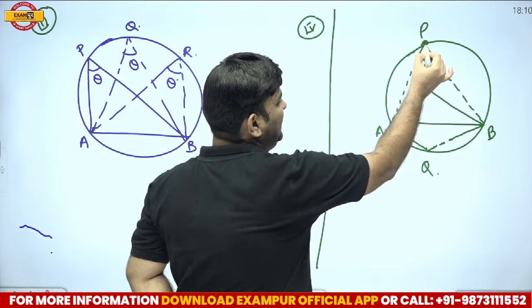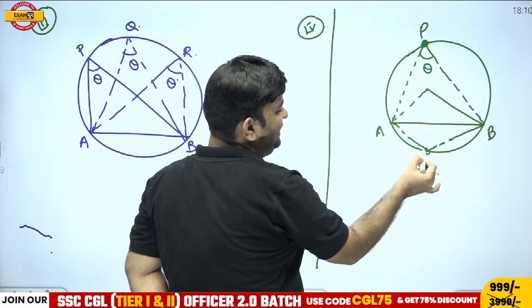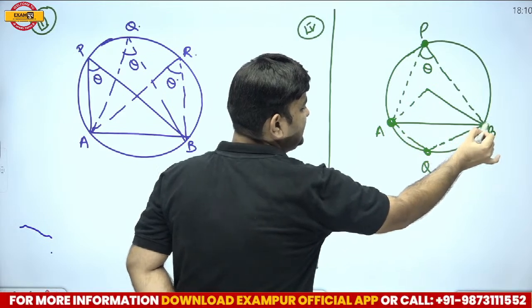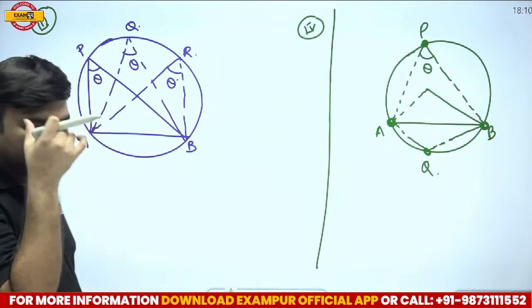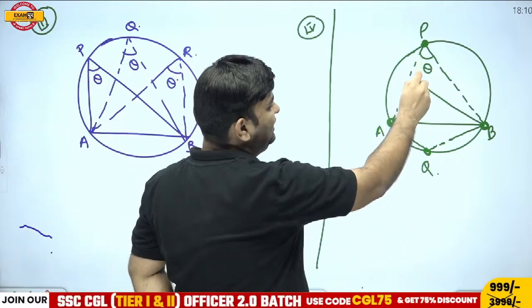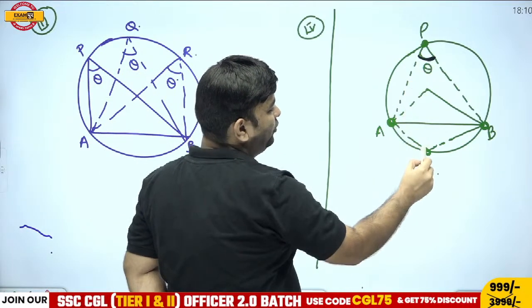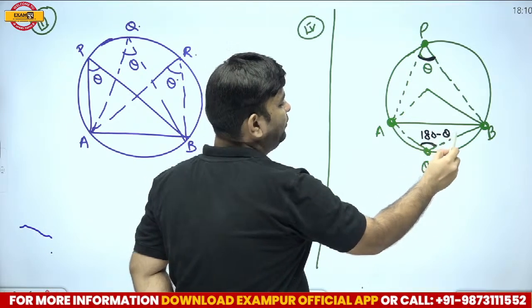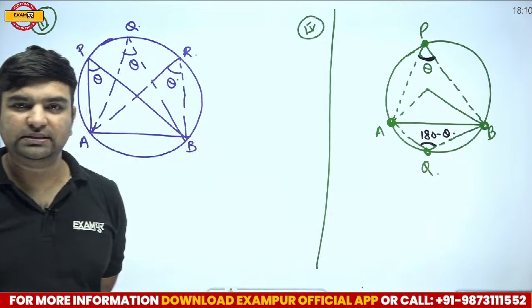It's a complete cyclic quadrilateral. And in any cyclic quadrilateral, the sum of opposite angles is 180.